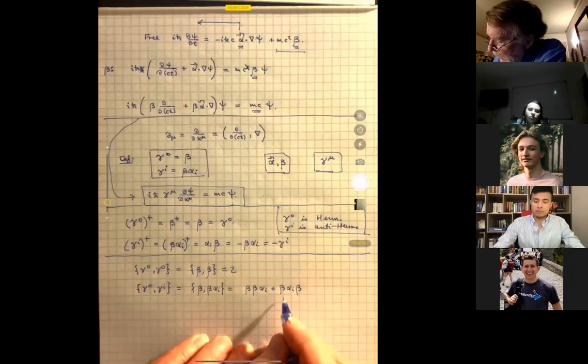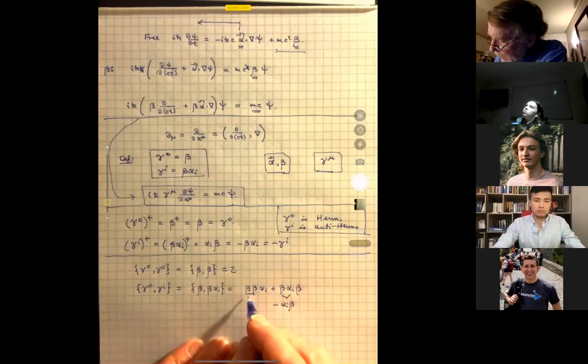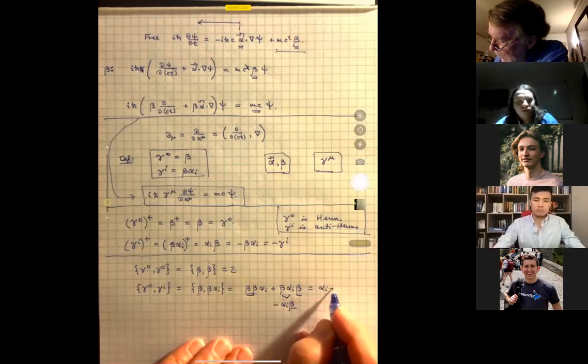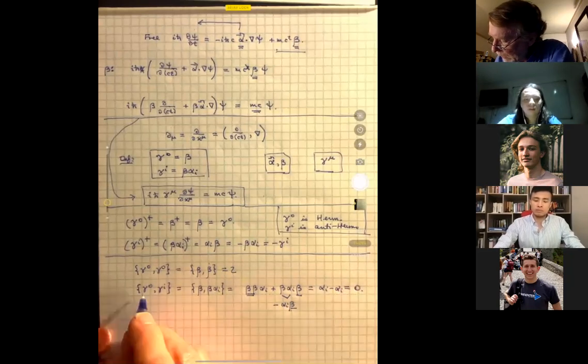Now, beta alpha I is the same thing as minus alpha I beta, because the alpha and the beta anti-commute. And beta squared is the identity, so that beta squared goes out, and so does the beta squared that appears there. So this becomes alpha I minus alpha I, which is equal to 0. And so we find that gamma 0 anti-commutes with gamma I.